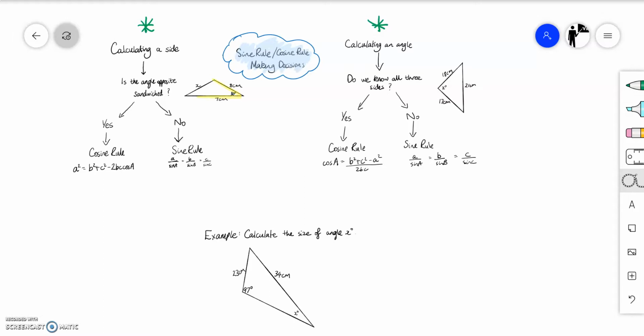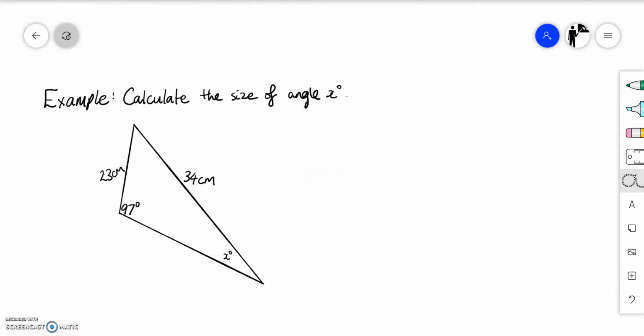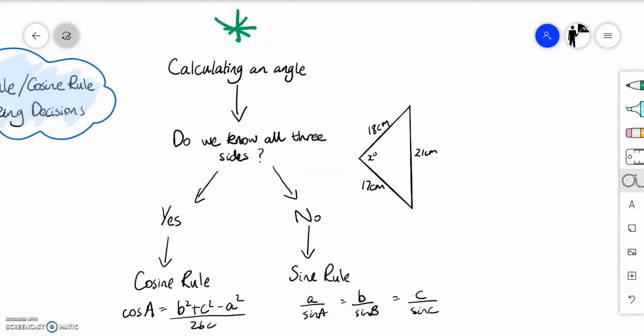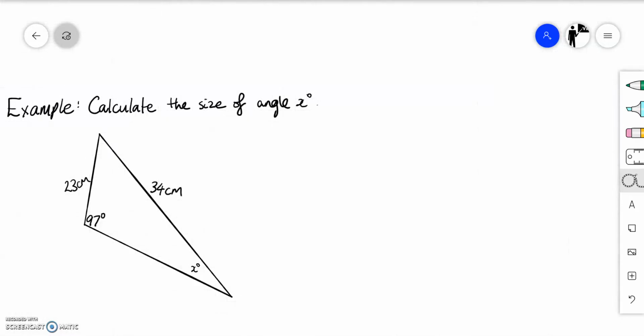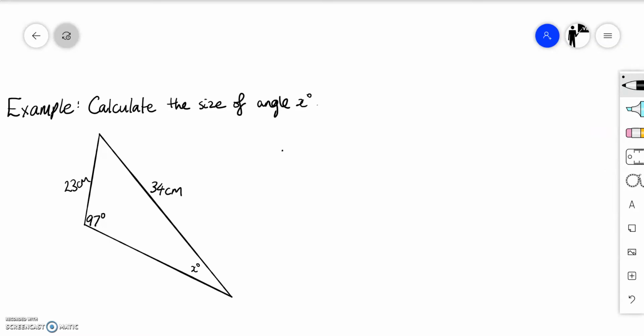Okay, so we're going to try and work through this problem here. Calculate the size of angle x. So in your brain, I want you to be going to this side here, calculating an angle. So we need to ask, do we know all three sides? No. And because I'm returning a no answer, that means I'm going to use the sine rule: a over sine A equals b over sine B equals c over sine C.